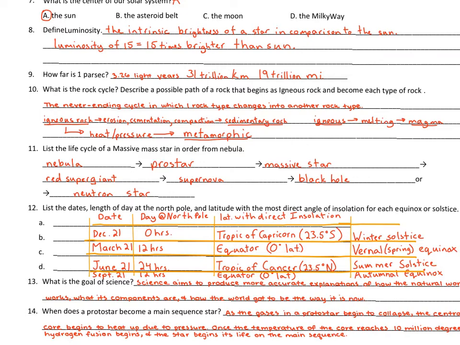Good. What is the rock cycle? Describe a possible path of a rock that begins as igneous rock and becomes each type of rock. So let's begin with the rock cycle is the never-ending cycle of how a rock can become any other rock. So igneous rock can become metamorphic rock, can become sedimentary rock, can melt to become magma, and then become igneous rock again.